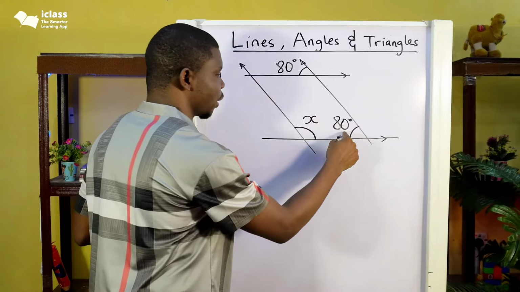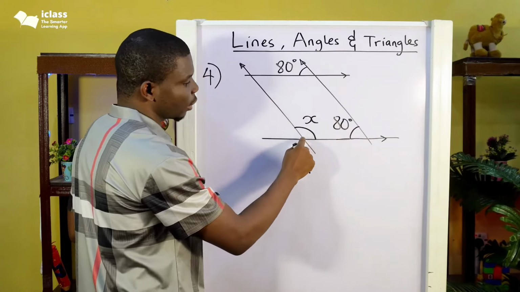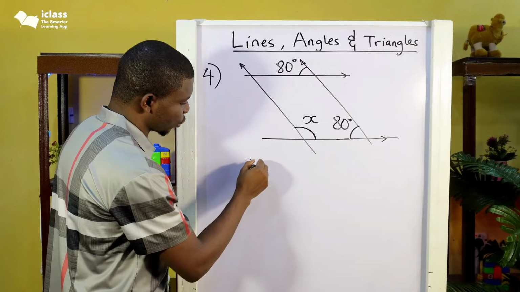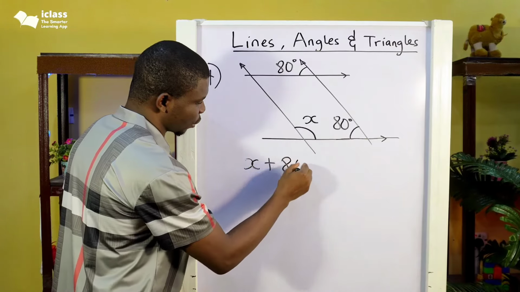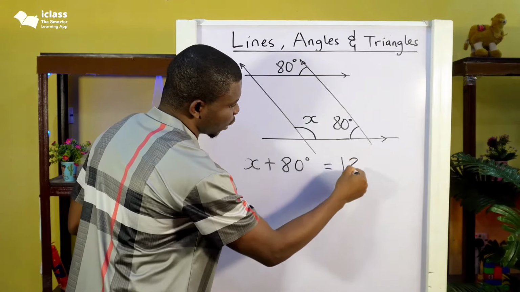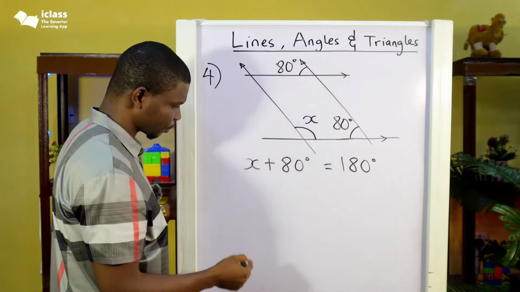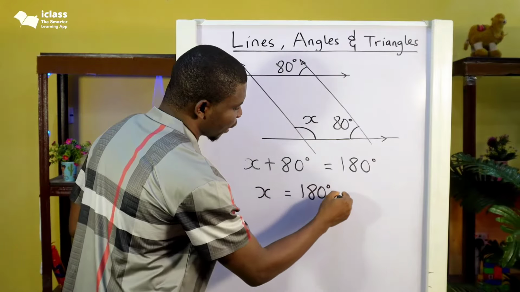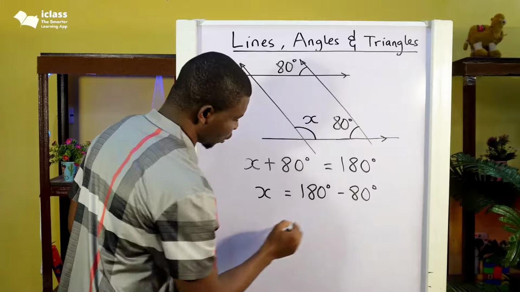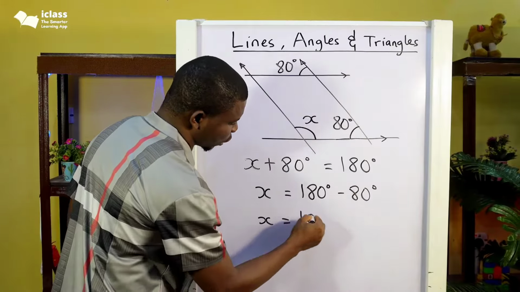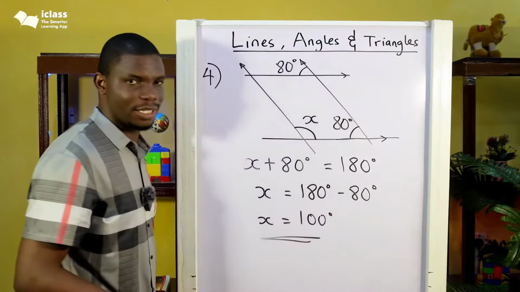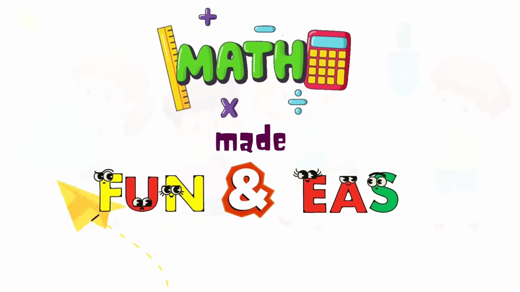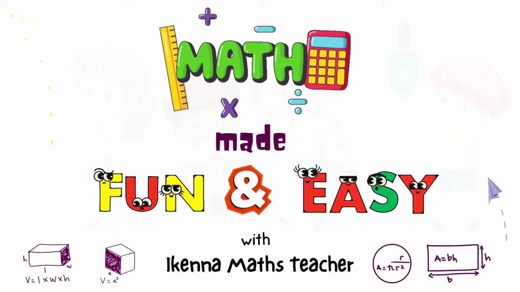All right, so this is 80 degrees and this is x. These two are co-interior angles. Remember, co-interior angles sum up to 180 degrees, right? So this is equal to 180 degrees. So x will be equal to 180 degrees minus 80 degrees. So x is equal to 100 degrees. Easy peasy. You're watching Maths Made Fun and Easy with Ikenna, Maths Teacher.